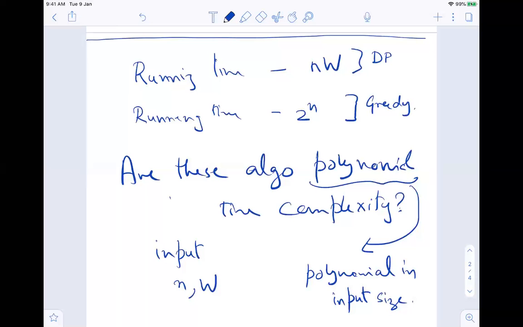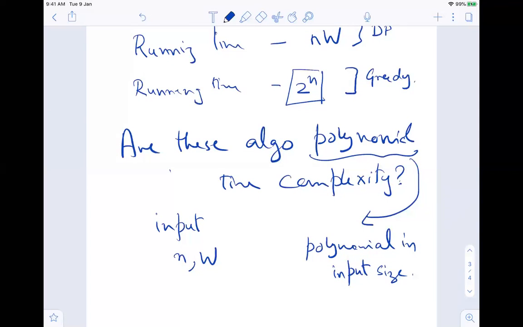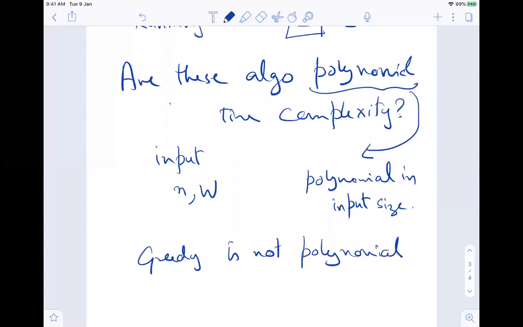So in this setting, what do you think now? Are these two algorithms polynomial in the time complexity? Sir, dynamic programming time complexity is polynomial. Okay, but greedy is not. First of all, greedy is not. Does everybody agree with him? Yes, sir. First thing is that greedy, the time complexity is not polynomial. Okay, very good.